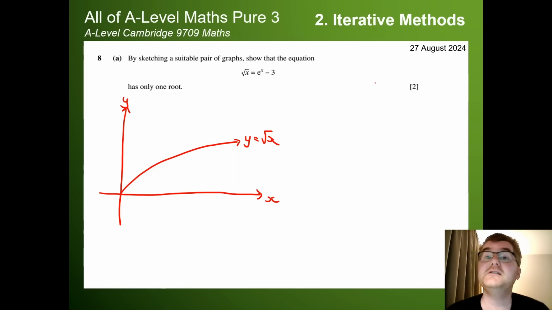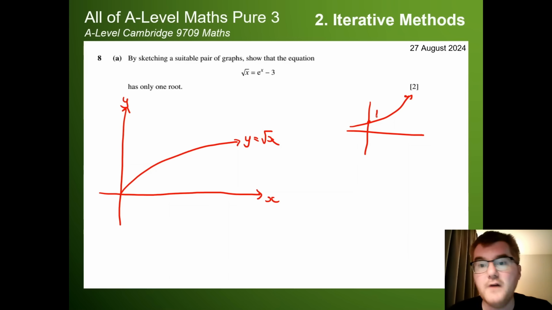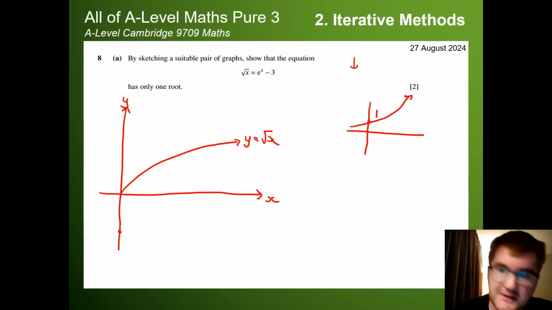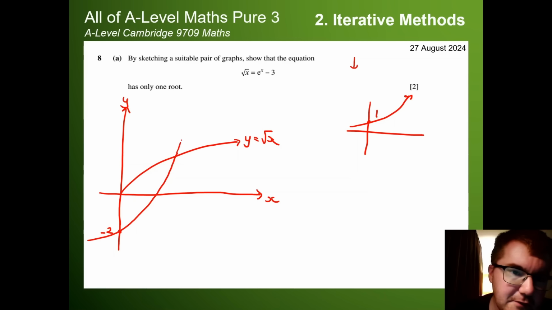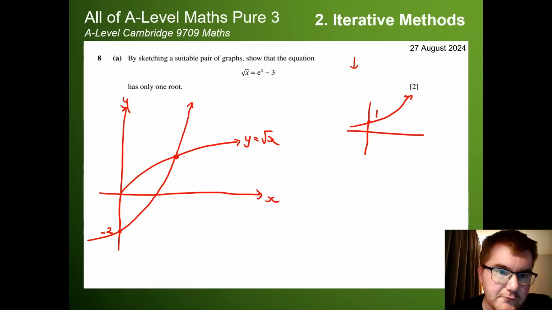Now e to the power of x minus 3, let's have a little think about this. Now the e to the power of x function looks like this. So it goes through at 1 and then goes off to infinity upwards like this. But we've got a -3, so that's going to shift the graph 3 downwards. So what we're going to get here is actually going to now go through 1 minus 3, so -2, and then we get our graph. It's going to go to infinity pretty quickly. So notice far more quickly than the square root of x does, and notice we only have one root. We've only got one intersection point between these two graphs.